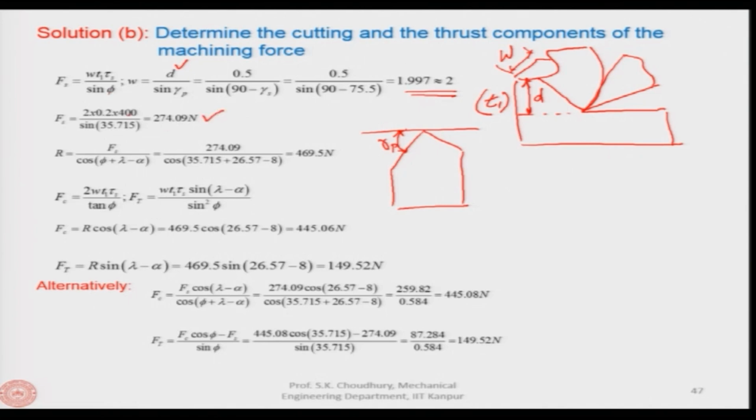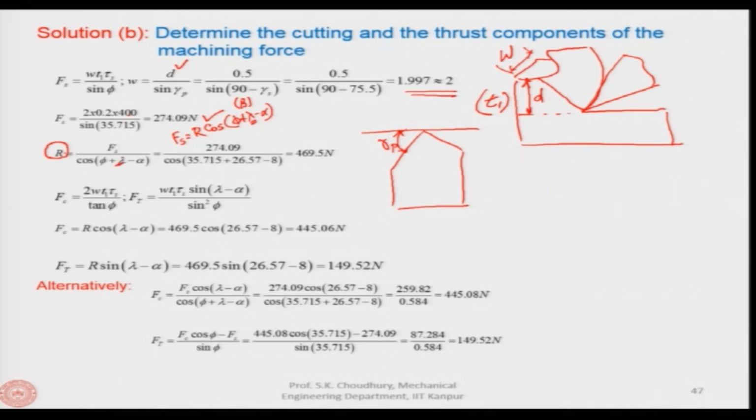If we know the Fs, then the resultant force R from the Merchant's relations we can find out, which is equal to Fs divided by this. You remember that we said Fs is equal to R cos of phi plus lambda minus alpha. This is the friction force, the friction angle, there we said as beta, by the way. The same thing, beta or lambda. So, this is the friction angle.